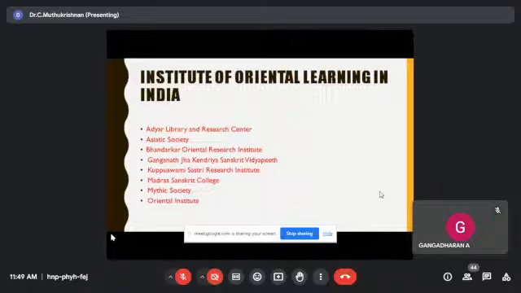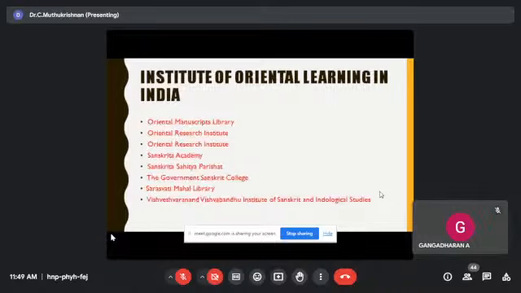Now, institutes of Oriental learning in India. There are many institutions of Oriental learning in India. The first is Adyar Library and Research Centre, Asiatic Society, Bhandarkar Oriental Research Institute, Ganganath Jha Kendriya Sanskrit Vidyapeeth, Kuppuswami Sastri Research Institute, Madras Sanskrit College, Mythic Society, Oriental Institute, Oriental Manuscripts Library, Oriental Research Institute. Then the Sanskrit Academy, Sanskrit Sahitya Parishad, the Government Sanskrit College, Saraswati Mahal Library, Vishveshvaranand and Vishwa Bandhu Institute of Sanskrit and Indological Studies. These are all the institutions of Oriental learning in India. You have to note it in your mind.